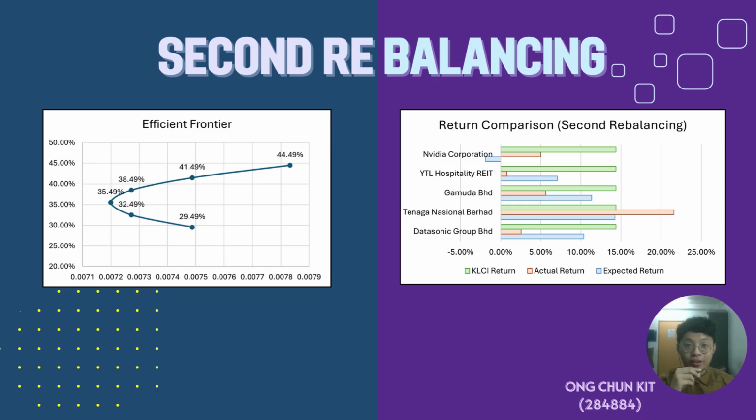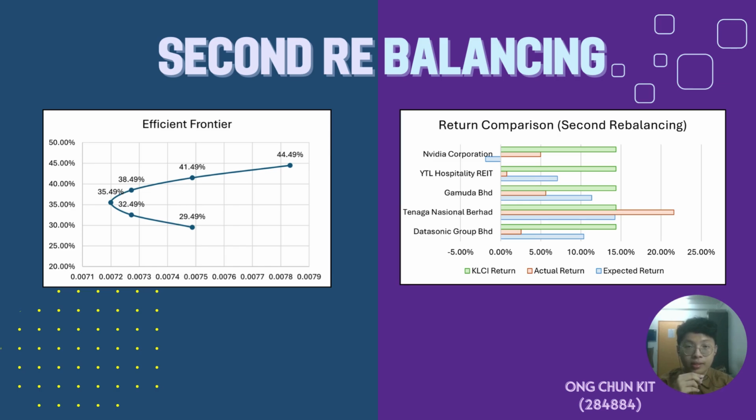Based on the efficient frontier graph, the company stocks we chose are the set of optimal portfolios that offer the maximum expected return for a given level of risk. Since the interval was at 3%, the expected return for the portfolio is expected to fall within this range, which is plus or minus 3%. The graph showed that for a return of 35.49%, the ideal point was a standard deviation of 0.0072. This shows that for a given lower level of risk, the optimal position offers the best return.